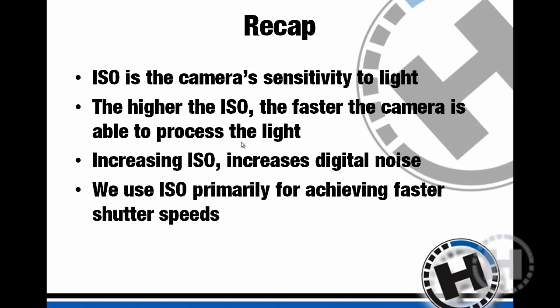For us, we are using ISO primarily for achieving faster shutter speeds. So we're just going to follow those two simple rules. When we go outside, we're going to set our ISO to 100. When we're inside, we're going to set it to 800. If we need to get an extra stop of light, or we want to get a little bit deeper depth of field in one of our images, then we might increase our ISO to give us that option.